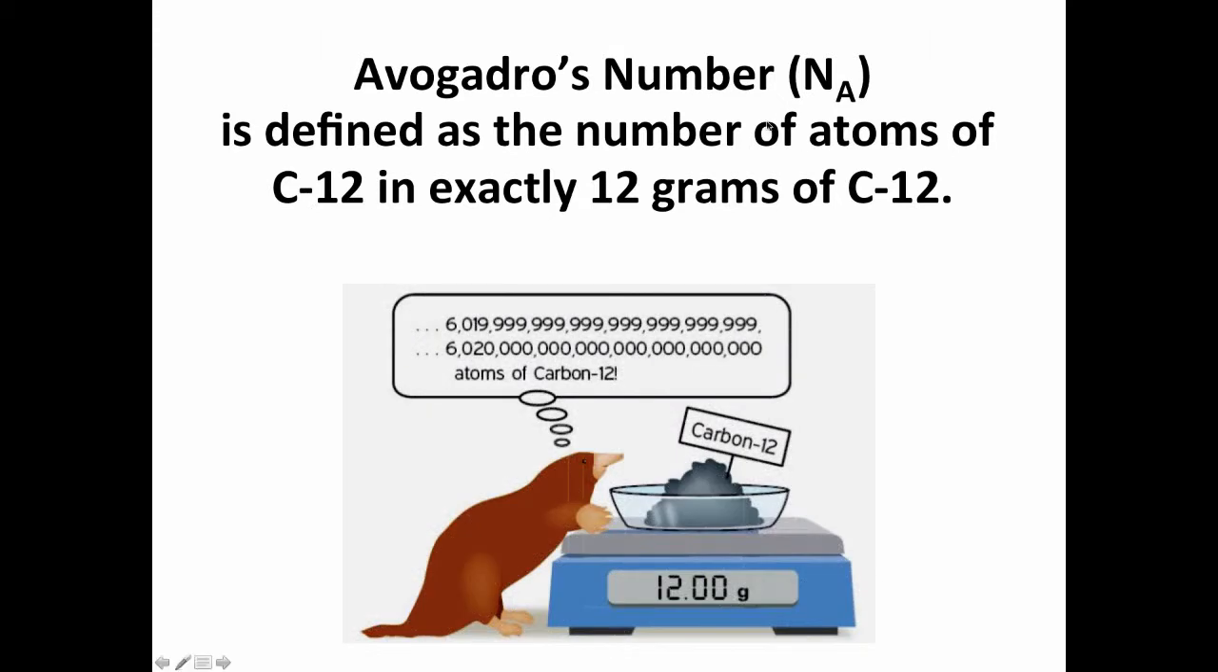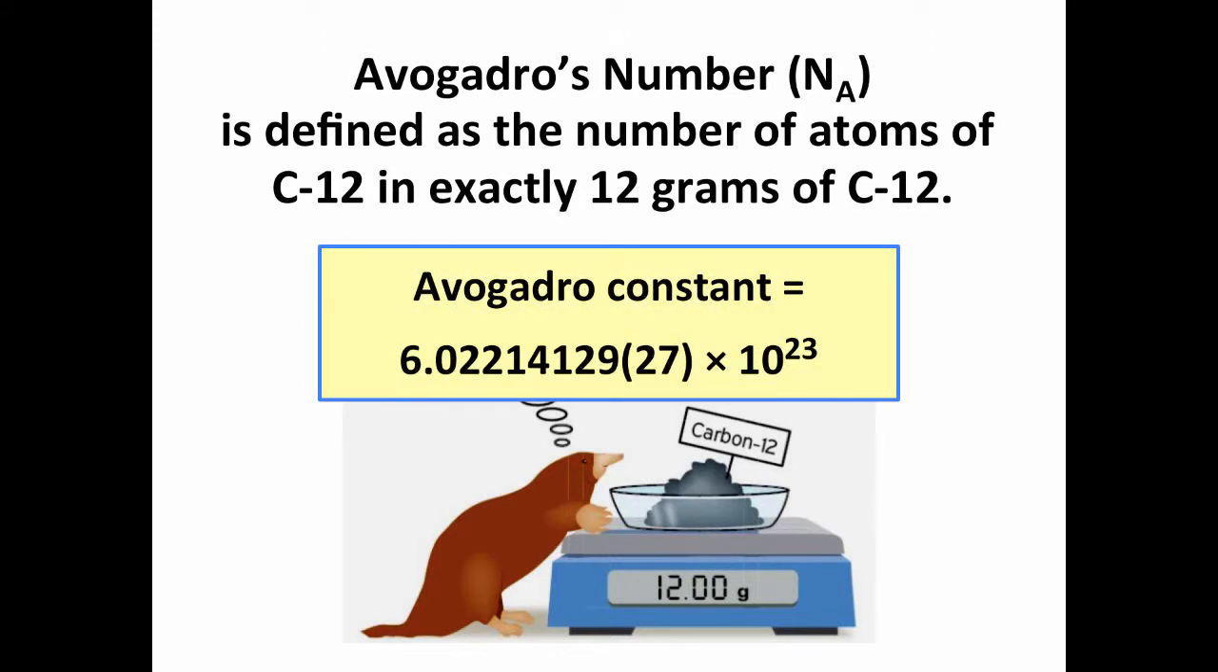So if we were able to pile carbon-12 atoms, only the isotope carbon-12, on a scale and get it up to exactly 12 grams and then count how many atoms we have, what we would end up with is a really large number, and it's exactly, or to a lot of significant figures, 6.02214129 times 10 to the 23rd, and we'll usually just use 6.02 or 6.022 times 10 to the 23rd for the Avogadro constant, or Avogadro's number.